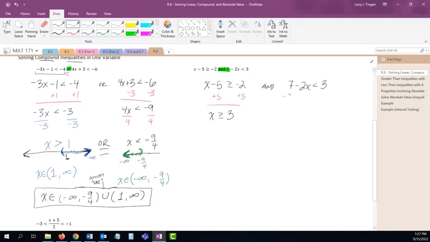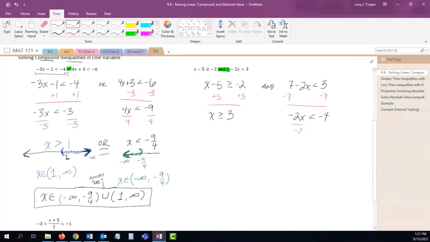Okay, and then the other part of my inequality is 7 minus 2x less than 3. I'm going to get x by itself, so everything with an x to one side, everything without to the other. 7 minus 7 is 0, but pay attention here. Negative 2x plus 0 is still negative 2x, less than 3 plus negative 7, which is negative 4. Notice the inequality did not change direction because what did I do to both sides? I subtracted. I did not divide.